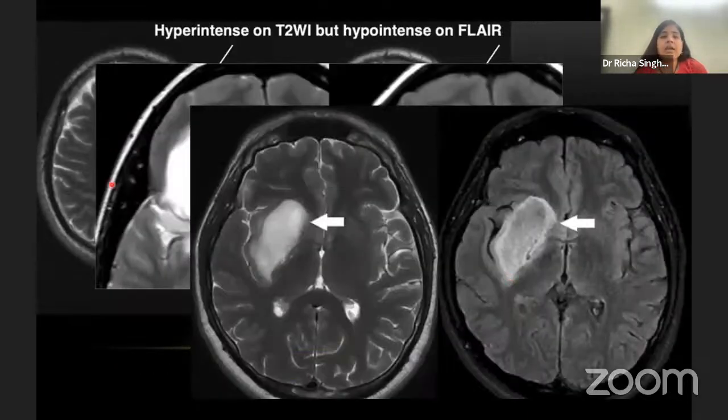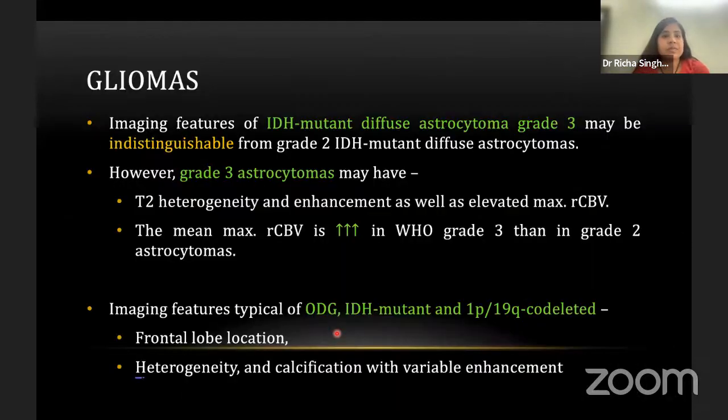Then in our reports also in radiology, as the pathologists, they are supposed to write a layered diagnosis, a structured diagnosis. And we in radiology nowadays also practice this layered diagnosis. If we are able to tell the molecular definition of the tumor, then we also incorporate that in our radiological report. So the other diffuse astrocytoma in the adults is IDH mutant diffuse astrocytoma grade 3.